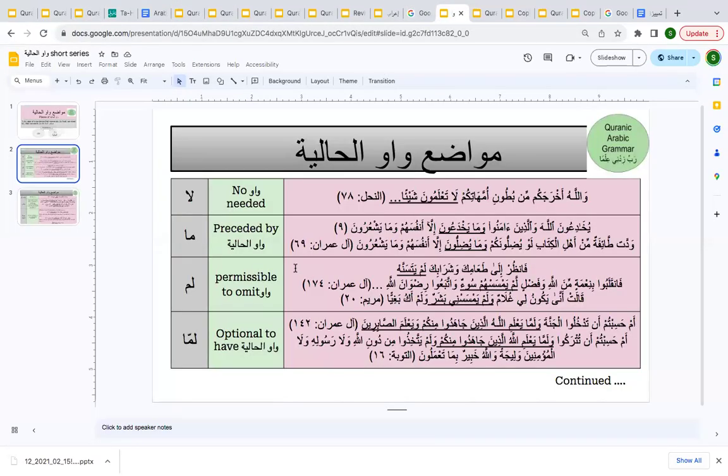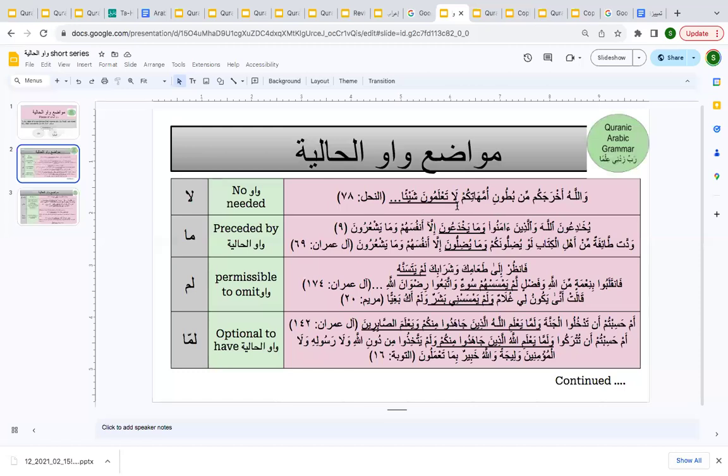When you are seeing la at the beginning of your jumla halia, you will learn it as it is, you will not need any wow before it. Is this making any sense? So you don't need any wow to be there. He brings you all out from the bellies of your mothers in a state that you don't know anything. Where is this state coming from? Because I am treating la ta'lamuna shay'a as jumlatul haliya. But do I see wow before my la?